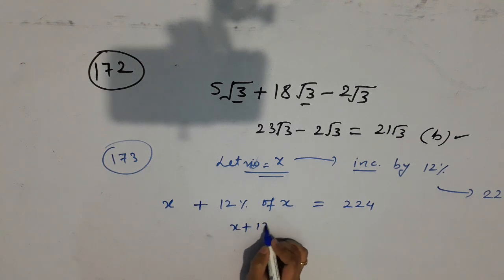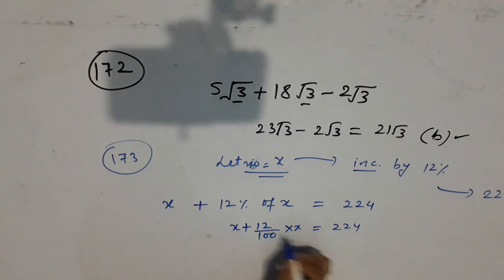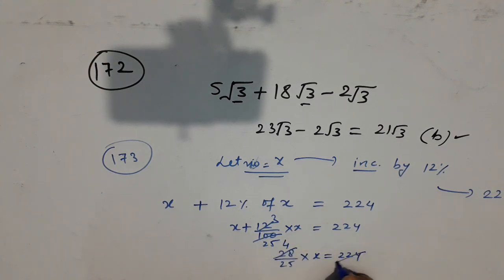Means x plus 12 upon 100 into x is equal to 224. Cancel it out. That is 28 by 25 x is equal to 224. Let's cancel it out with 7. 4 3 is 12, 4 8 is 32, and that is simple calculation, 8 into 25, that is 200. So the number is 200, and the option is D.